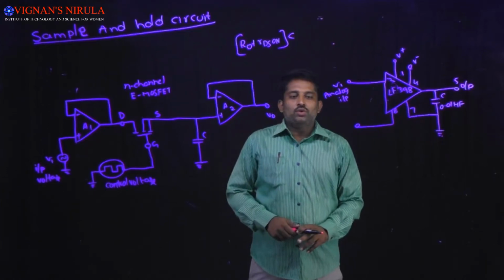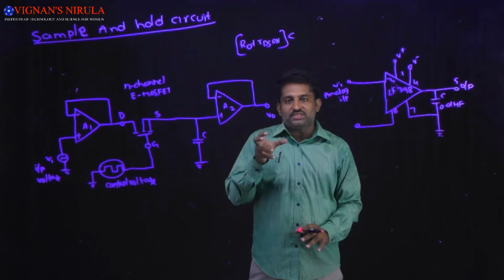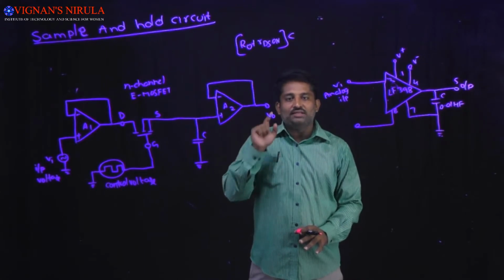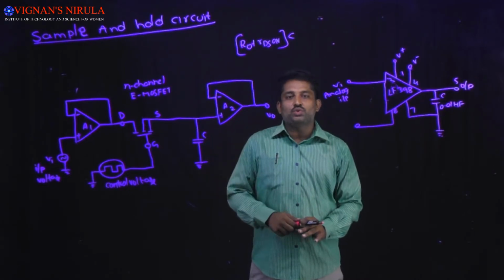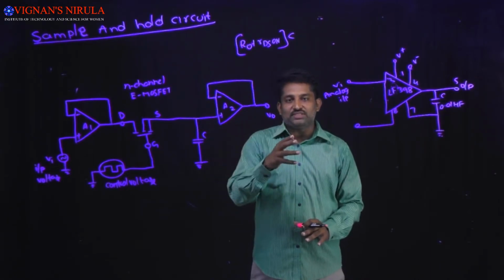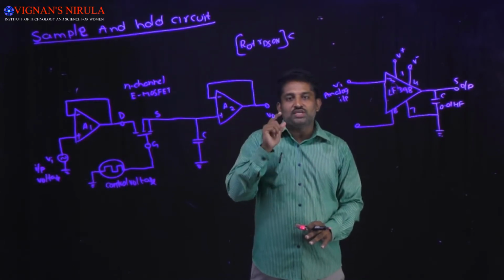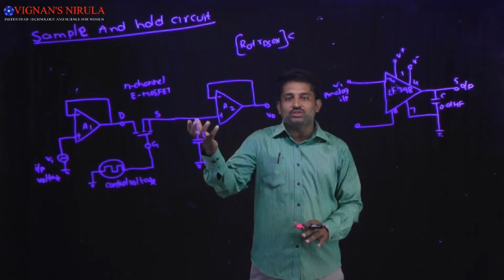Sample and hold circuit. The sample and hold circuit samples the analog input signal and holds on its last sampled value until the input signal is sampled again. These types of circuits are used in digital interfacing, analog to digital, and pulse code modulation systems. Here I am going to show you a simple and practical sample and hold circuit.